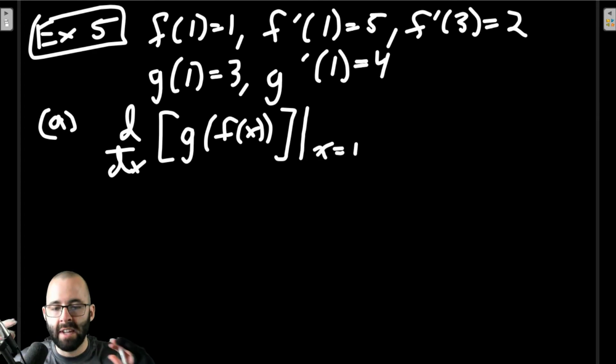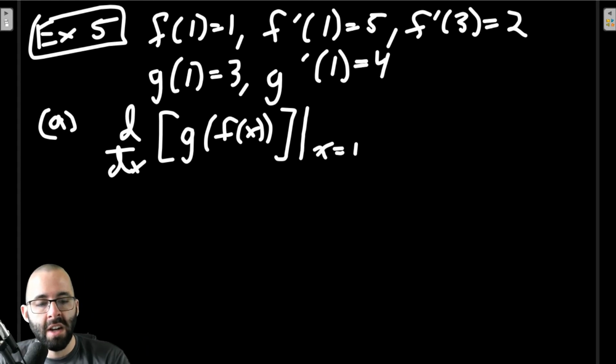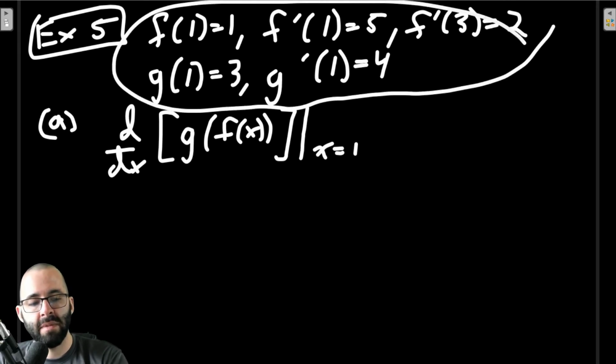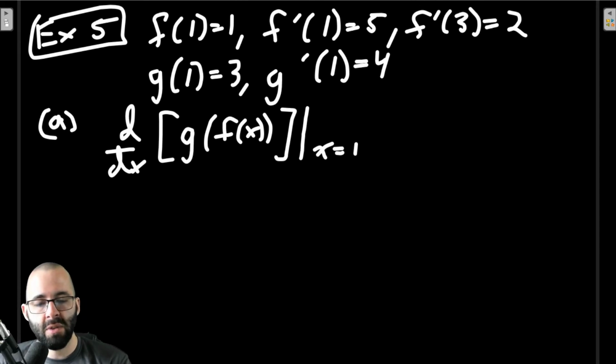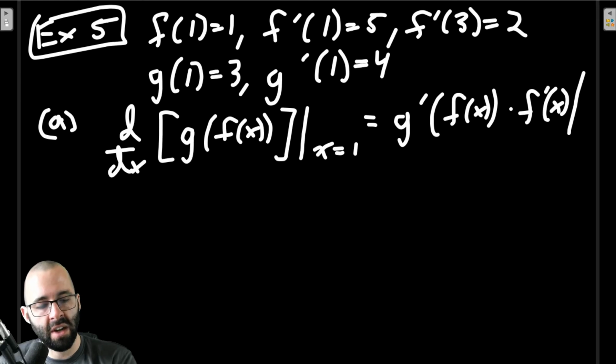So remember, take the derivative like normal, and then at the very end, plug in 1 for x. I don't know what these functions are, but I know a couple of things about them. All right, so let's take the derivative. By the chain rule, it says take the derivative of the outside function, g prime, leave the inside function alone, and multiply by the derivative of the inside function, f prime. Once we're done, we're going to plug in x equals 1.